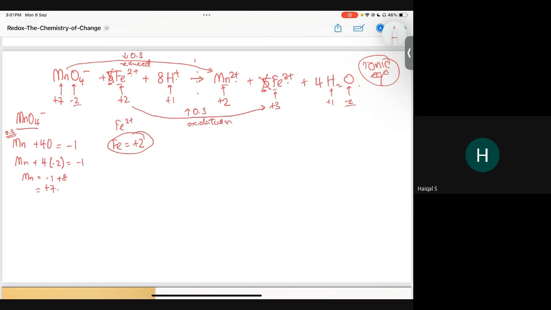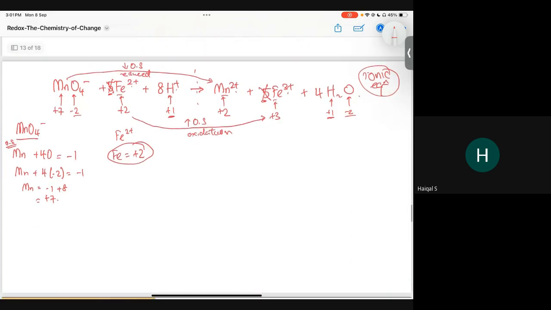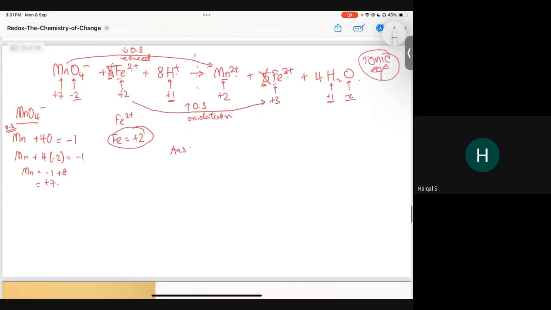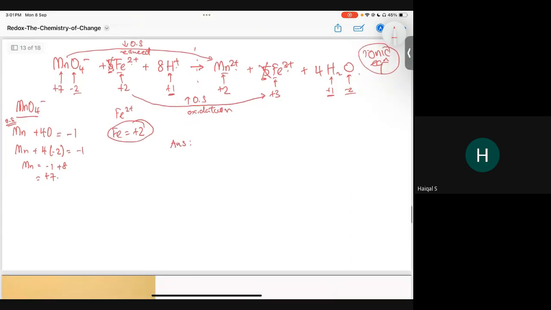Okay? Last one, hydrogen +1, after that also +1. No change. So actually we have identified what is reduced and what is oxidized. So let's write out our answers here. The answer here will be, let's start with MnO4. MnO4- is reduced to Mn2+.